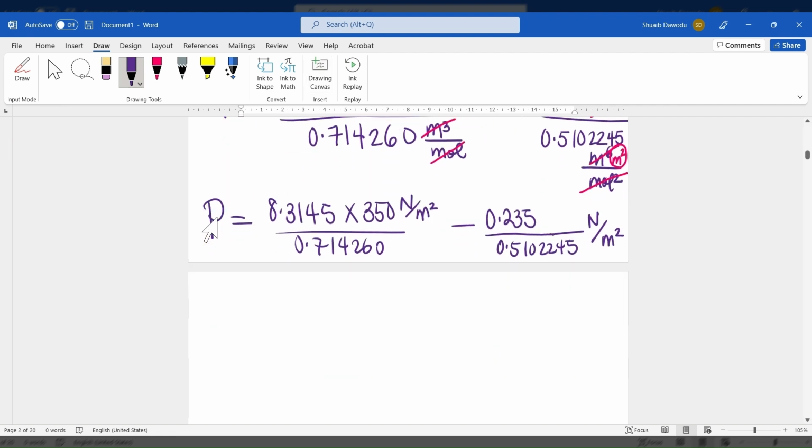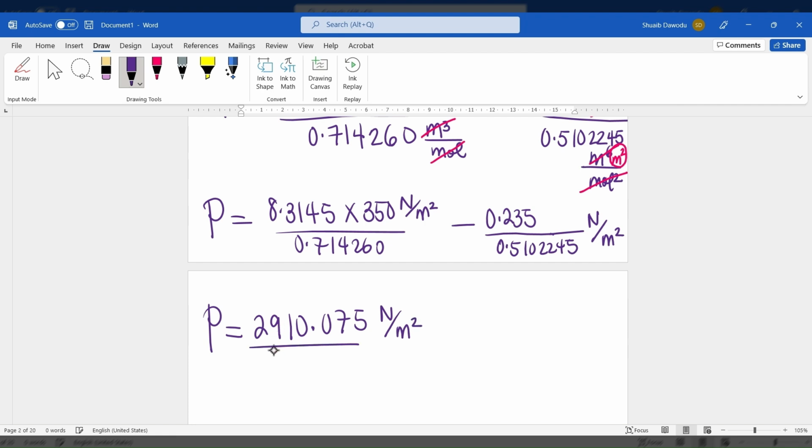So pressure is going to come to this: 8.3145 times 350 would just give you 2910.075 Newton per meter squared, divided by 0.714262, minus 0.235 divided by 0.51022245. I don't have to rewrite that; I can just say 0.460582 Newton per meter squared.